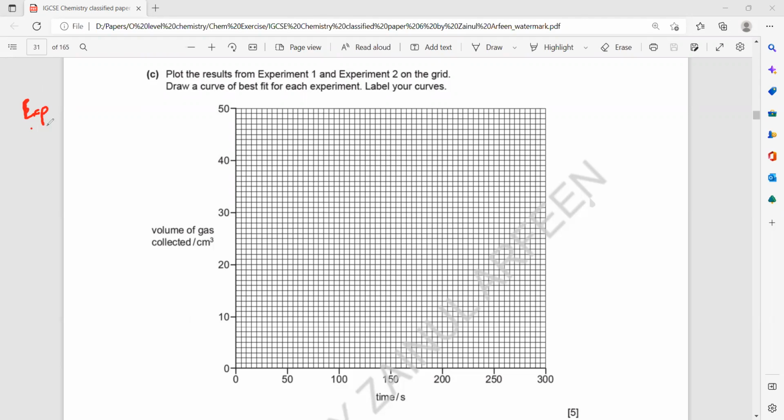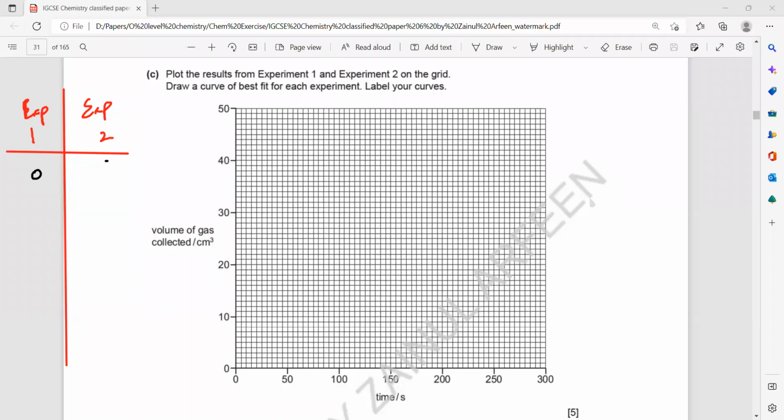And then we'll plot a graph, experiment 1 and experiment 2. Normally for chemistry graphs, the grid is already marked. Most of the time, the axis is already labeled, so you don't have to label the axis.